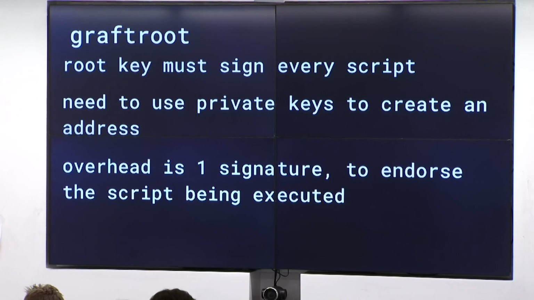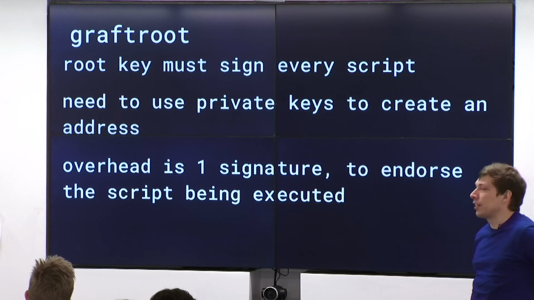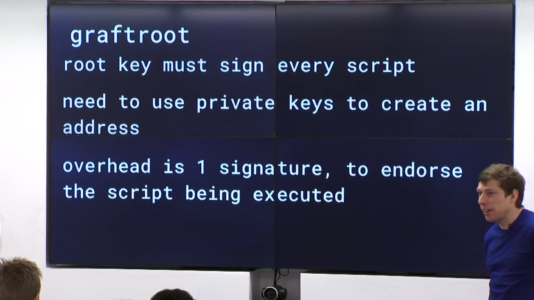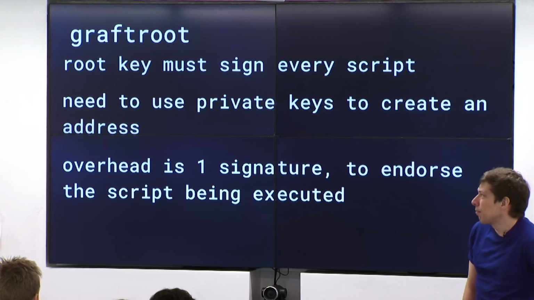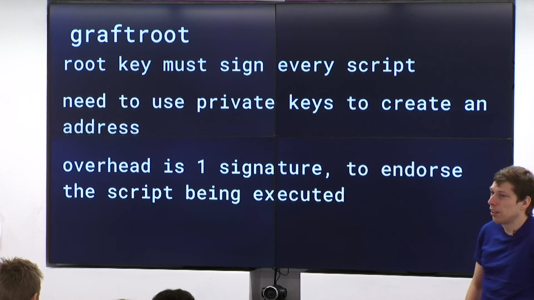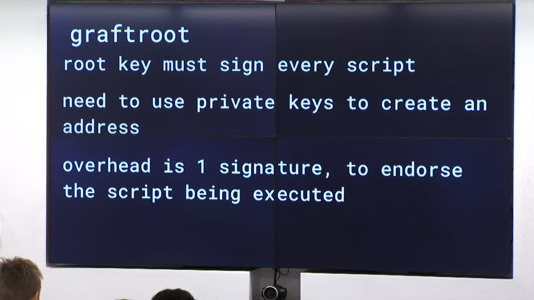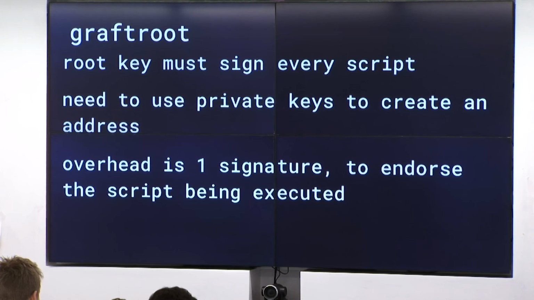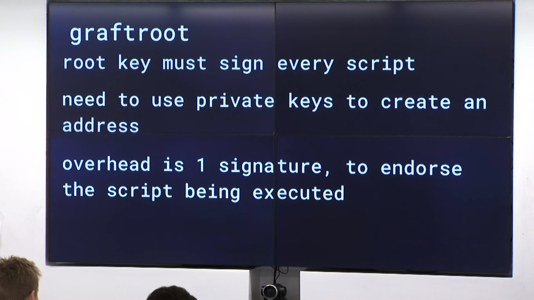Okay, so the problem is the root key must sign every script. And now you need to use private keys to create an address. That's not great, right? It's maybe okay, but you haven't had to do that before. So now we have to sign off on every script that we're endorsing in order to compute an address. You can do this after the fact, though.